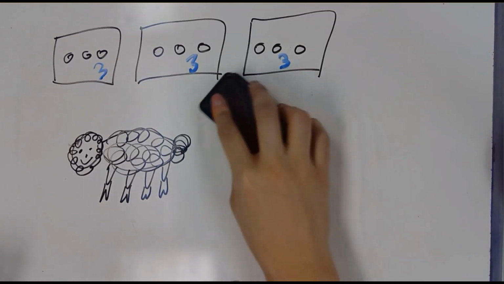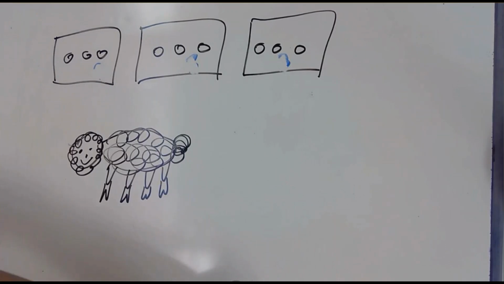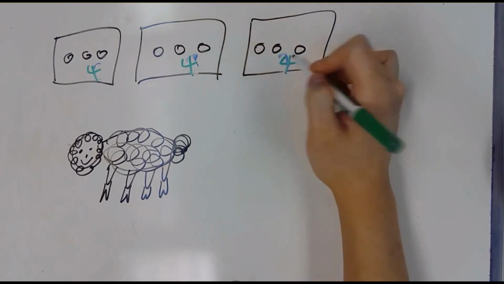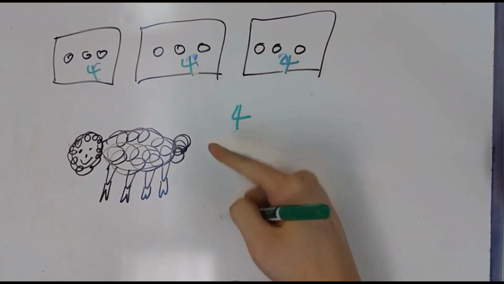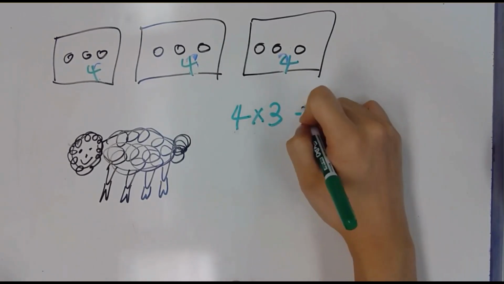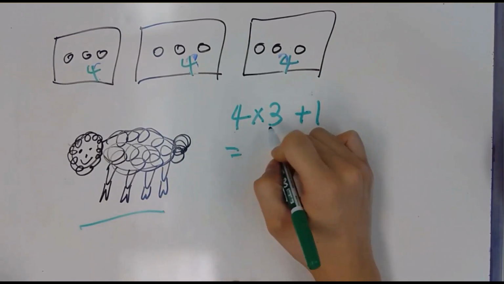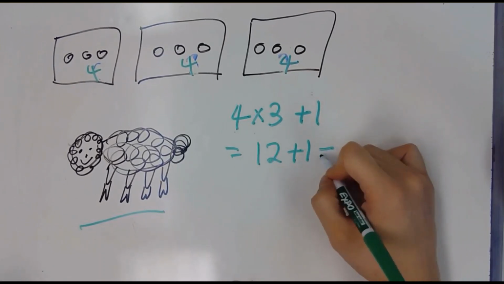What if there were 4 sheep in each box? What would happen? Let's say there are 4 sheep here, 4 here, and 4 here. Then we would still do, okay, there are 4 sheep in each box, and there are 3 boxes, and there's another sheep here. Therefore, we do 4 times 3, which is 12, and then plus 1, therefore we get 13.